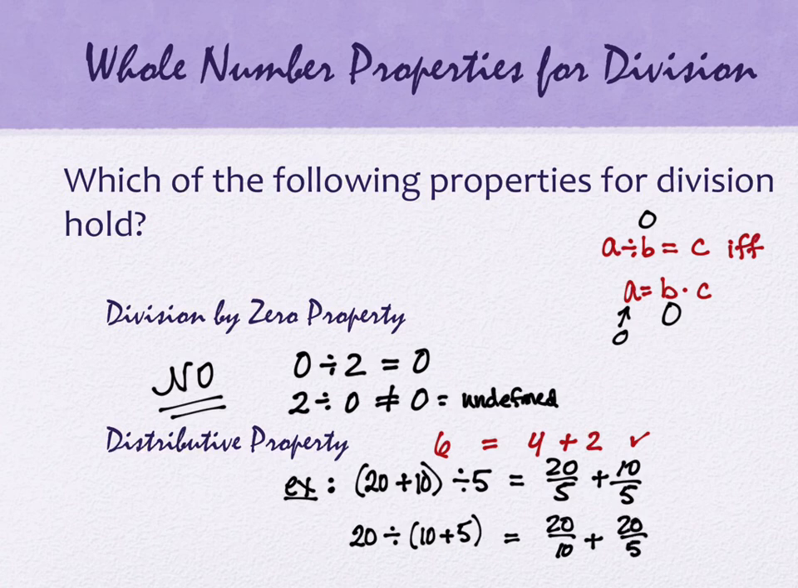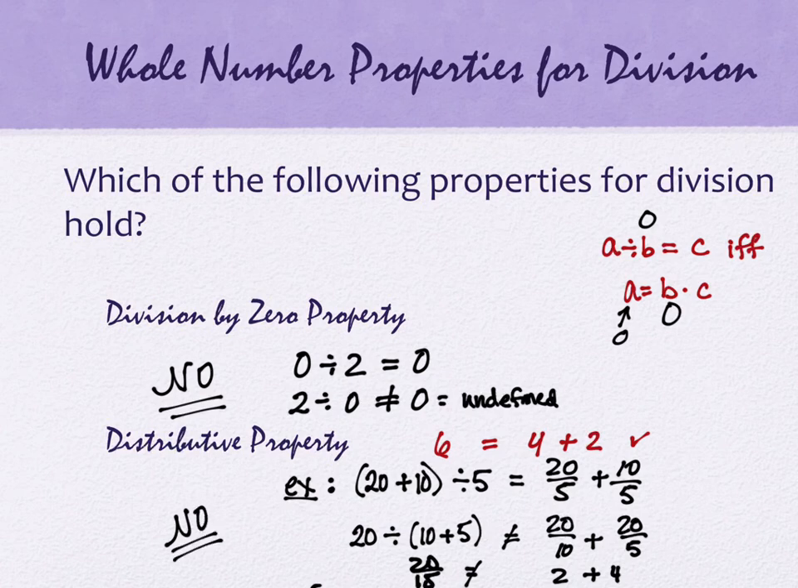So let's check. What's 10 plus 5? 15. 20 divided by 15? It's not a whole number, right? So it's something, but it's not a whole number. It's 1 point something. I don't know. What's 20 divided by 10? 2. And 20 divided by 5? 4. That's definitely not 20 divided by 15, correct? These are not equal. So again, it sort of half works. That's not good enough.